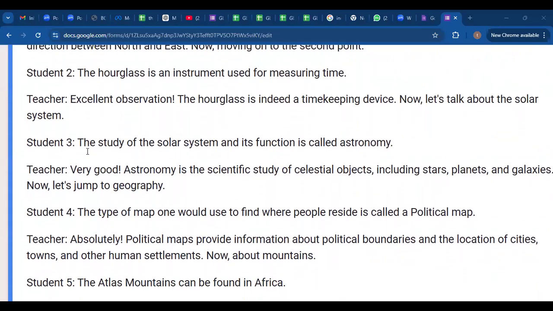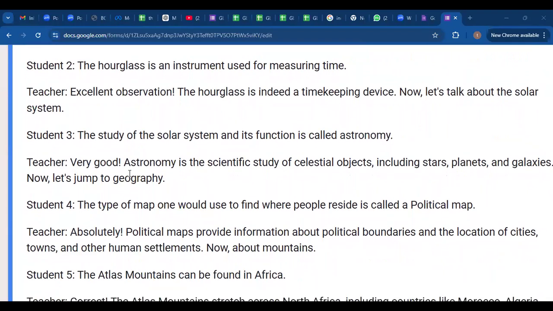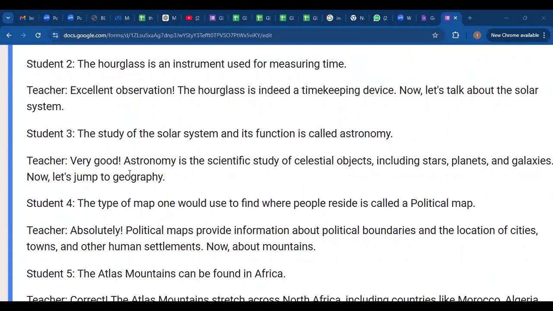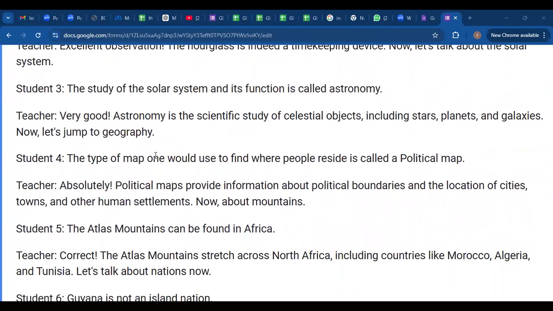Student 3: The study of the solar system and its function is called astronomy. Thank you. Good. Antoine. Very good. Astronomy is the scientific study of celestial objects, including stars, planets, and galaxies. Now let's jump to geography.